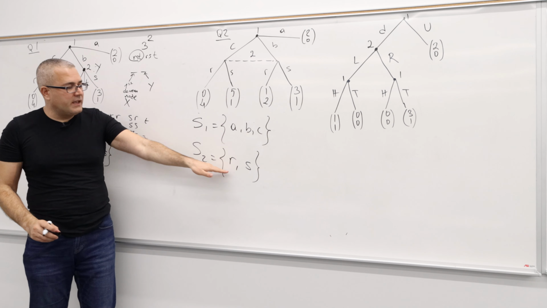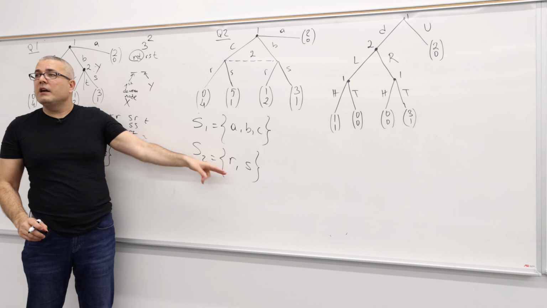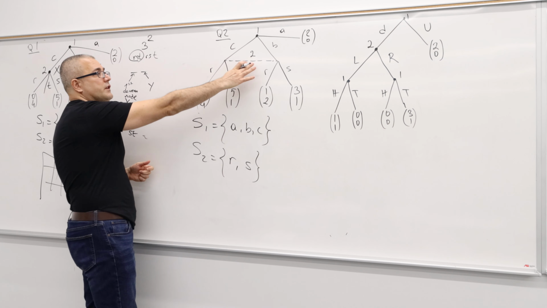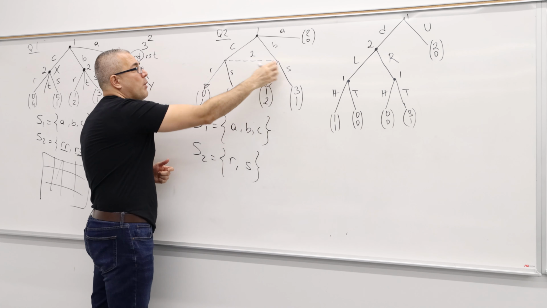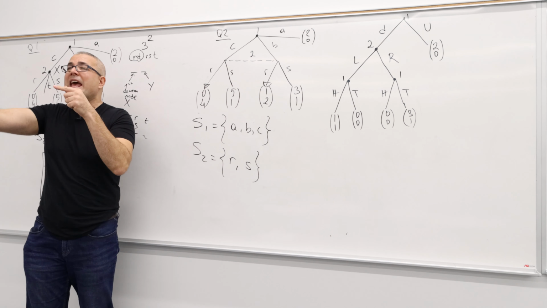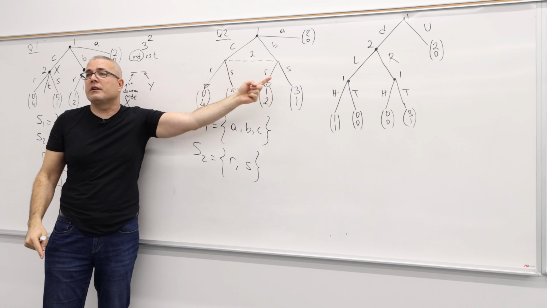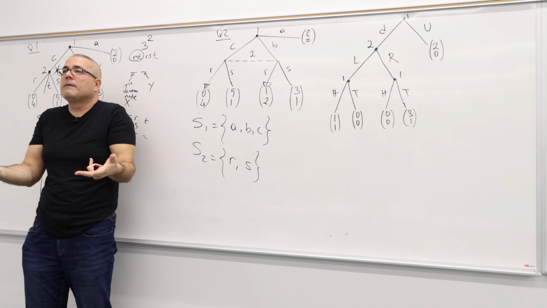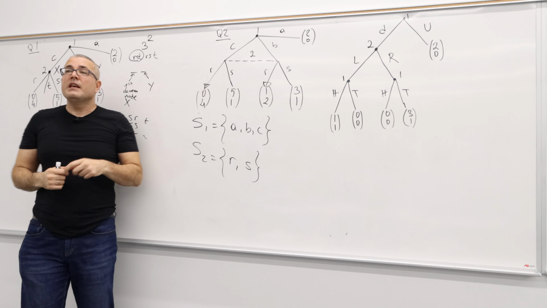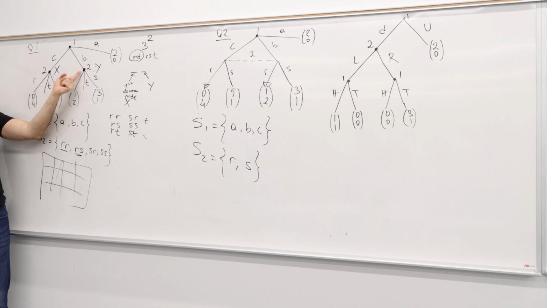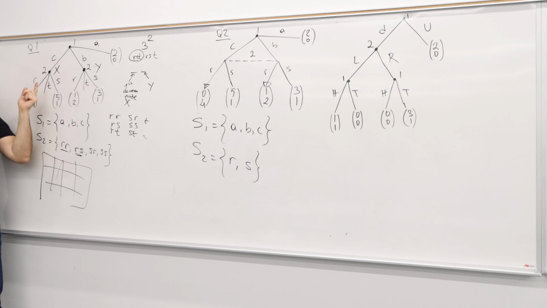So whenever I say the strategy of player 2 is R, you should understand that player 2 is going to play R in both of these decision nodes because he can't distinguish whether he's here or here. So he's going to play R anyway. Here, however, he can distinguish these two decision nodes and say, my opponent played C, so I should play, for example, R here. And if my opponent plays B, I'm going to play S. So therefore, RS can be a valid strategy.